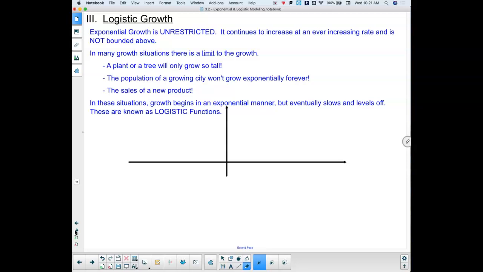So when exponential growth is unrestricted, it continues to grow and grow, and it's not bounded above. But in many growth situations, there's a limit to growing. There's only so many people that we can fit in this room. We have limited space. If we started pulling people in, we could show an exponential growth, because if we just start yanking people out of the hallways during passing time, we could show an exponential growth. But there's got to be a cap, because there's only a certain amount of people that will be able to fit in this room.